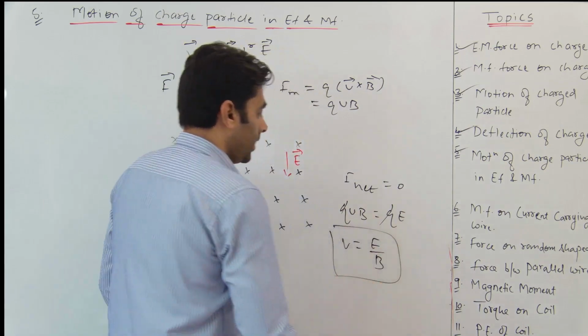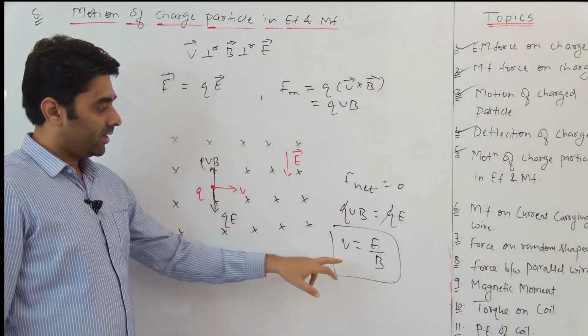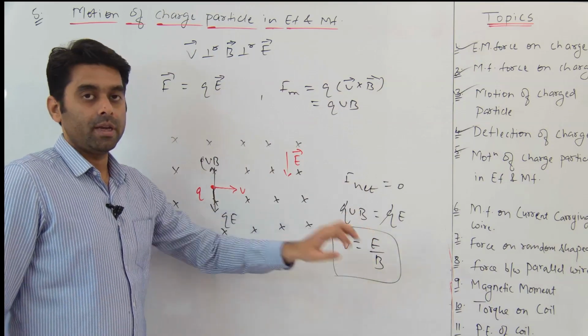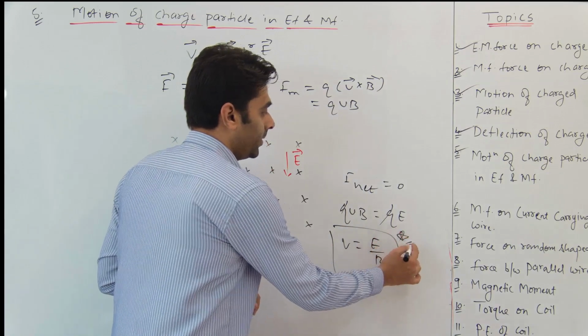That means if your velocity, magnetic field and electric field are perpendicular to each other and the particle has a magnitude of velocity of E by B, then the particle will move undeviated, right? So please keep this result in mind. Let's move ahead.